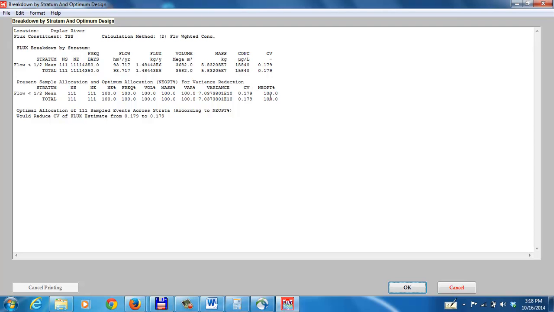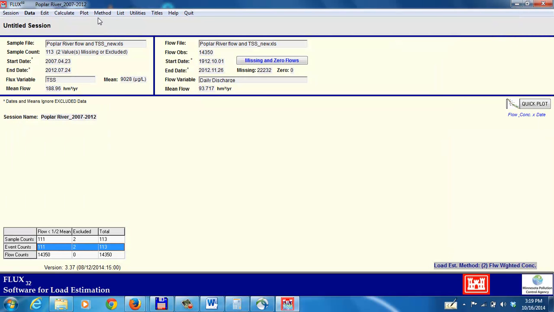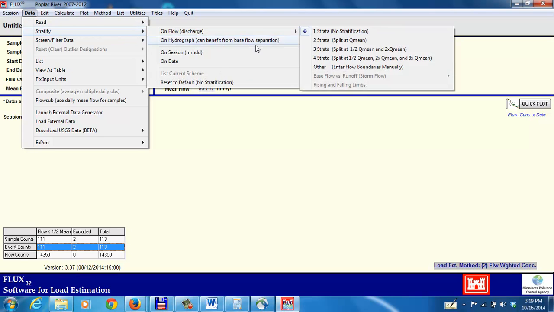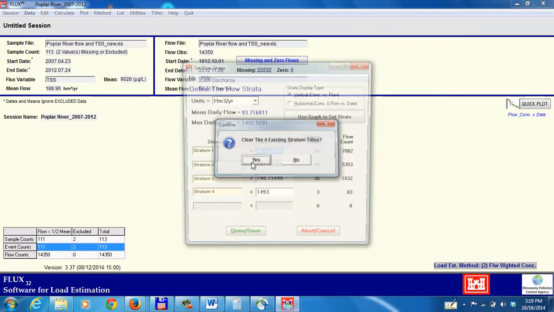And of course, because we only have one strata, there's no way to rearrange the values in any way. And so it's down here at the bottom. It tells you how rearrangement would improve the coefficient of variation, and we can see that it is not improved at all, because we have no way to rearrange the data among different flow schemes. So it goes from 0.179 to 0.179, which is exactly what we have up here. So now we'll go back, and I'll jump right up to 4 strata for this data set, and we'll see what happens in that case.